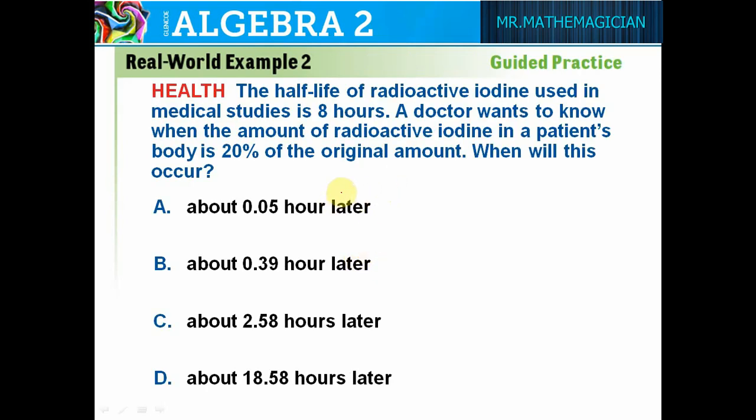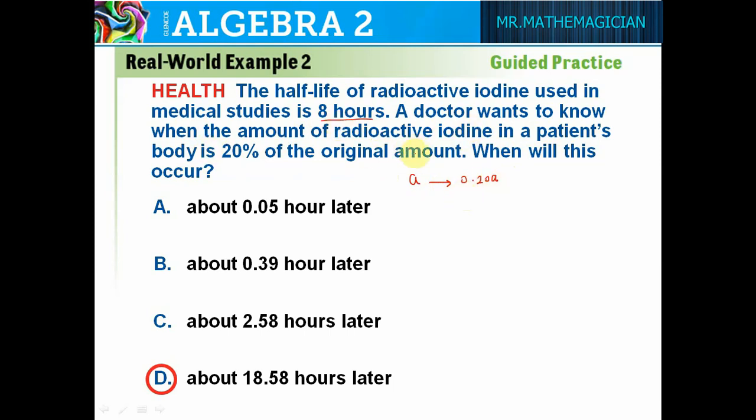Now this is your turn to solve. Pause the video and try to choose, and you will find the accurate answer will be D. Let me show you how. The half-life of radioactive iodine used in medical studies is 8 hours. A doctor wants to know when the amount of radioactive iodine in a patient's body is 20% of the original amount. 20% means the amount will be 0.20a, or you can say 0.2.